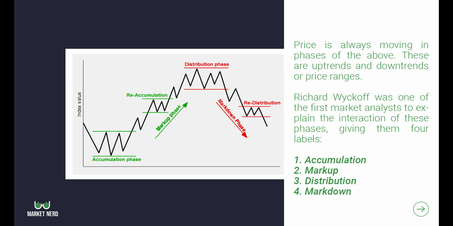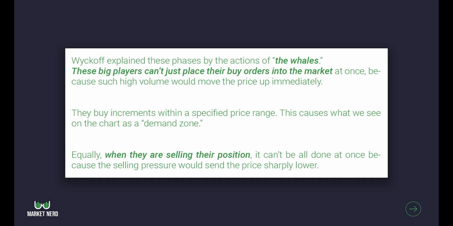Richard Wyckoff was one of the first market analysts to explain the interaction of these phases, giving them four labels. The first one is accumulation. The second one is the markup phase. The third one is distribution. And the fourth one is the markdown phase. It is in the understanding of Wyckoff's explanation of market price action that supply and demand zones are also known as accumulation and distribution zones.